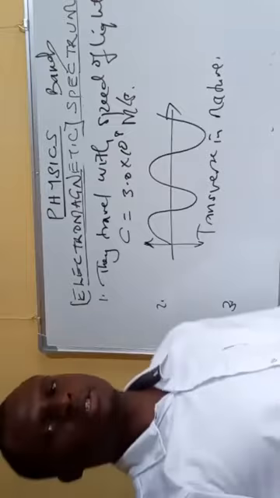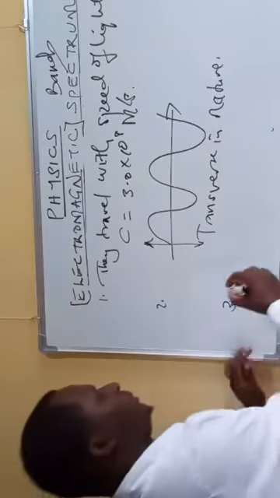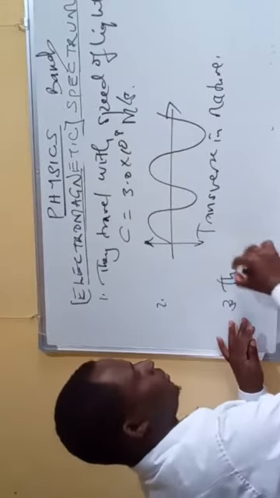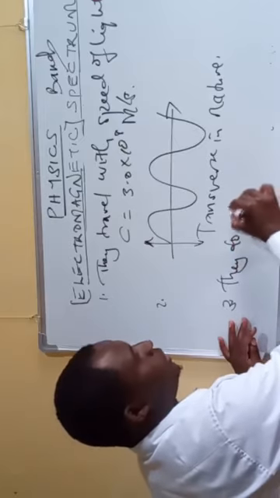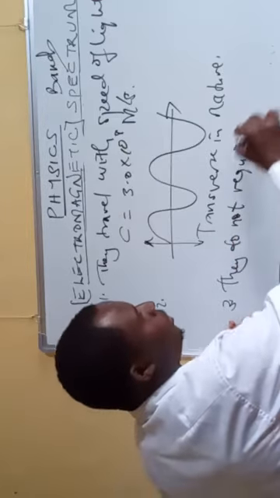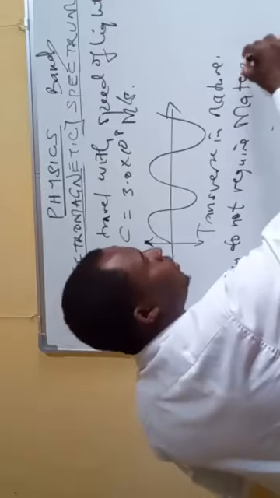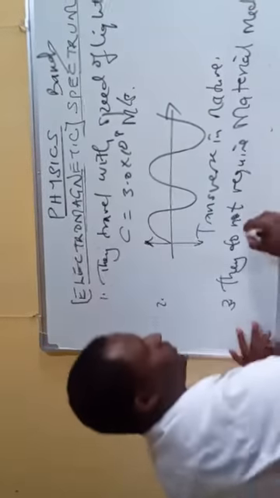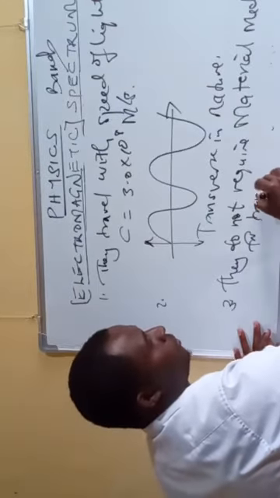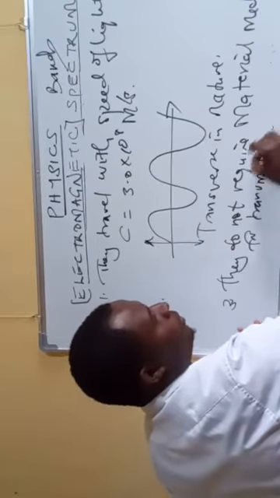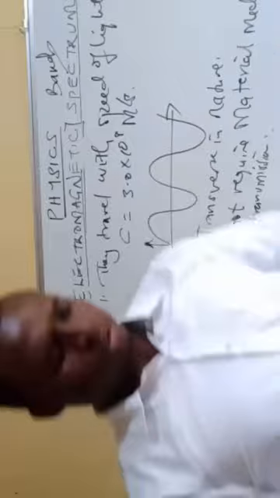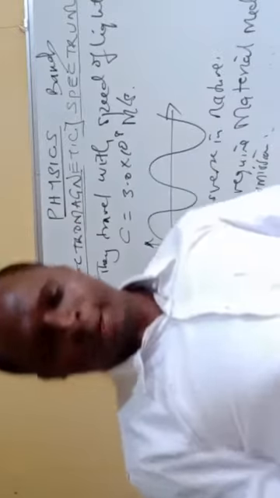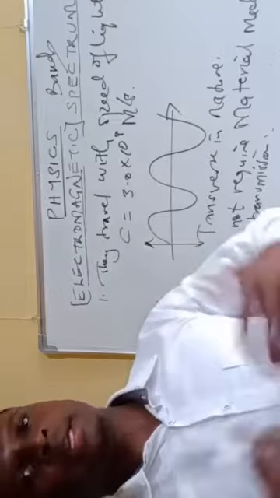And another property is that, remember, from our definition in Form 2, we said electromagnetic waves do not require a material medium. So another property is that they do not require a material medium for transmission.